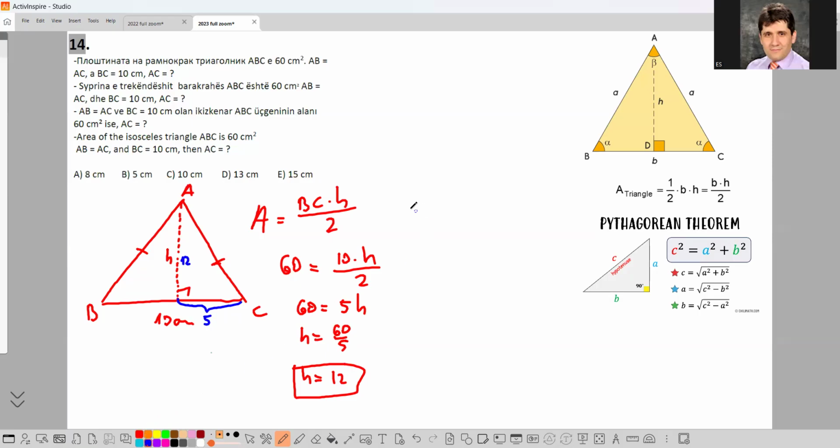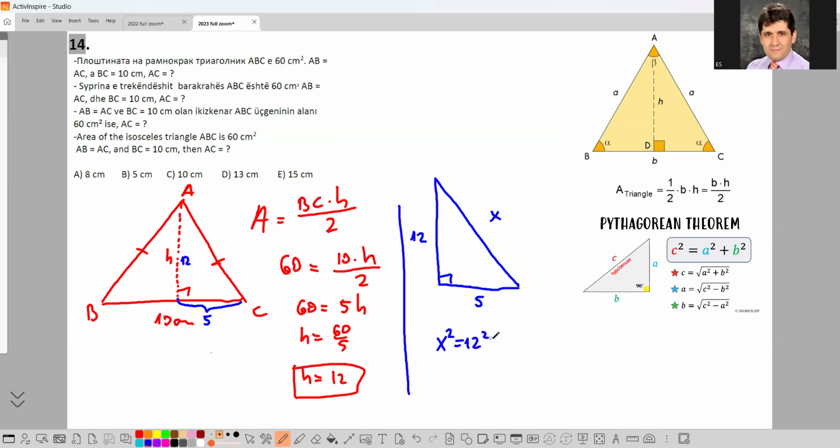Now we can continue with the second part of the exercise, having a triangle where one of the sides is 12. Actually, this is not just any triangle, it's a right angle triangle. So 12, 5, and the side that we are looking for, AC. Now this is a right triangle, so it's just the Pythagorean theorem. x squared is 12 squared plus 5 squared.